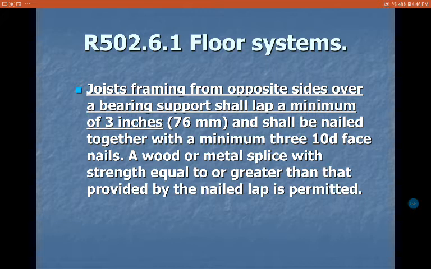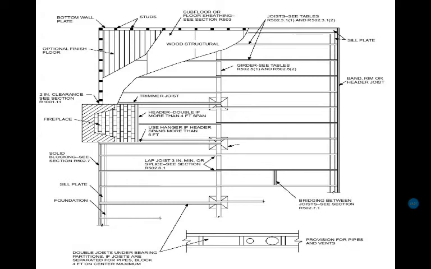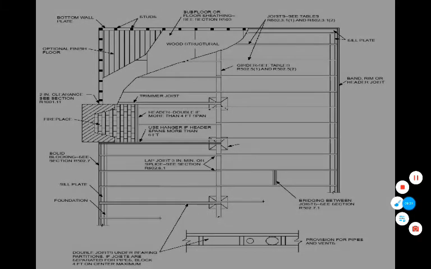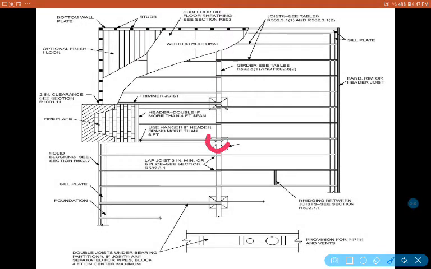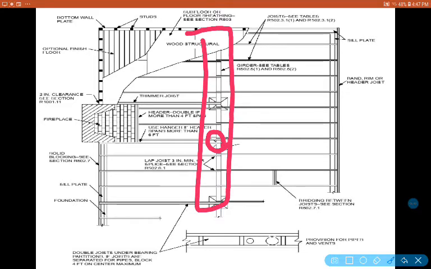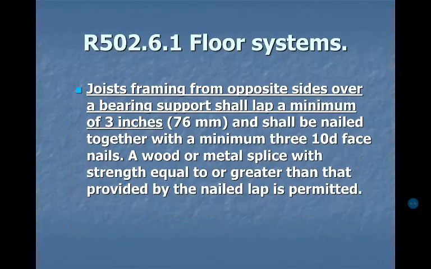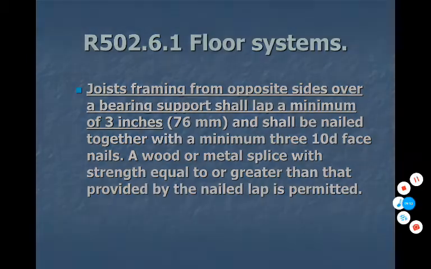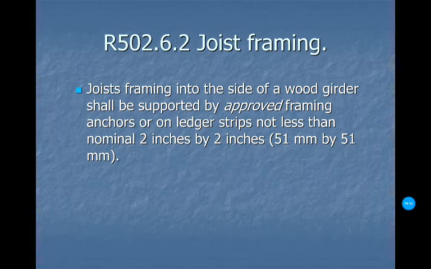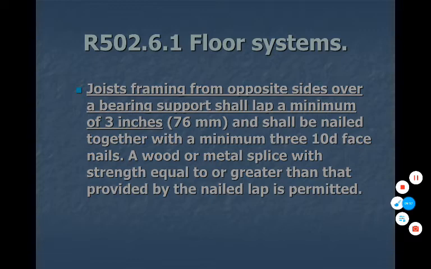All right. A lot of times in a floor system, what we have to do is overlap in the center because the floor system is bigger than what the wood is. So let's just take a quick look at that picture again. What you'll see is there's an overlap right here. In fact, all of them are overlapping. Okay, and it overlaps on that beam in the center. So that's what we're talking about, the overlap. And what we're saying is that has to be a minimum of 3 inches.